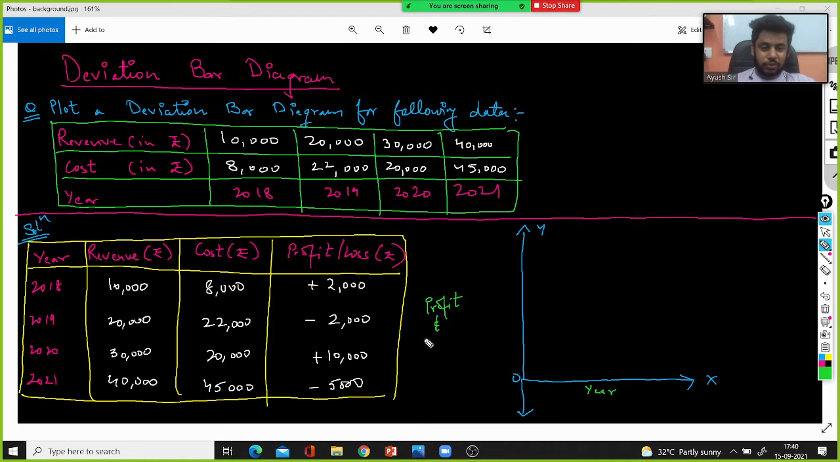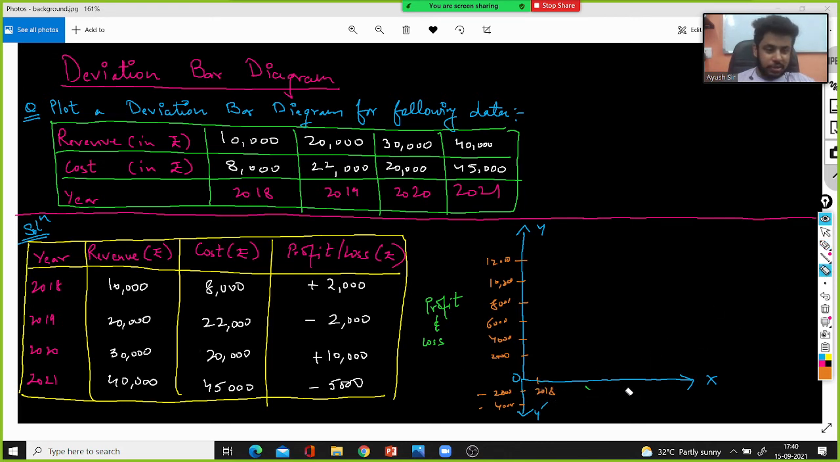Profit and loss. Okay, so I can take gaps in twos or I can take gaps in five. I'm gonna take gaps in twos like this: 2,000, 4,000, 6,000, 8,000, 10,000 and 12,000. I'm gonna stop over here. For the negative axis, that is the y dash axis, I'm gonna take intervals in minus 2,000, minus 4,000. All right, for different years 18, 19, 20, 21, 2018.